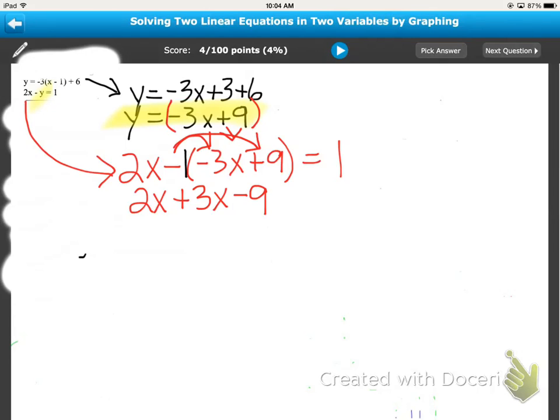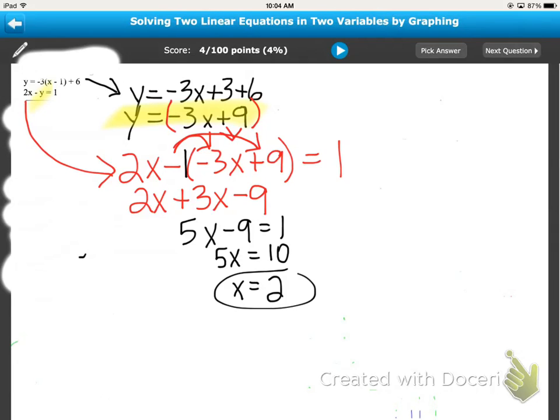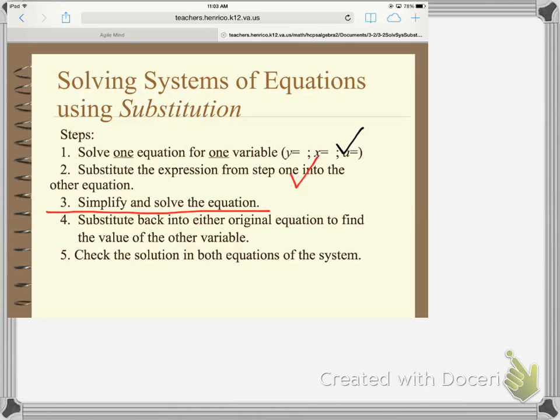So I'd have to distribute the negative 1 by both terms. So that leaves us 5x minus 9 is 1. So I'll add what? Add 9 to both sides, good. So 5x is what? 10. So what's x? 2. We'll just divide it, we get x is 2. So again, looking at our steps here, we simplified it and solved. So we've done the third step now.